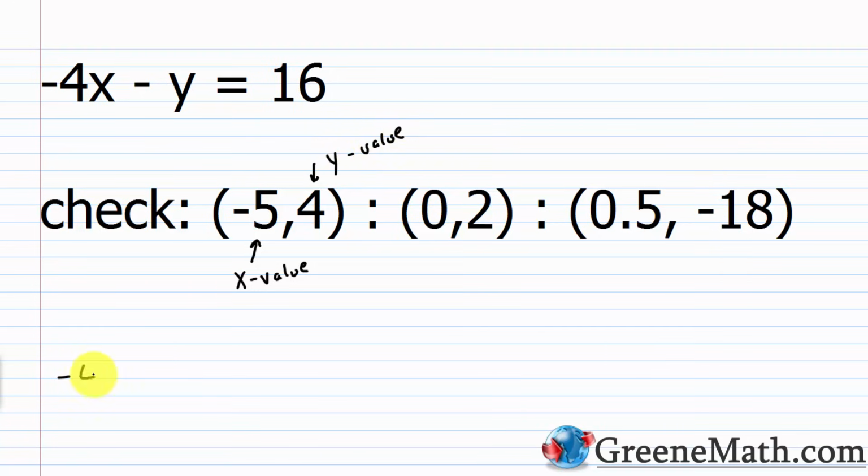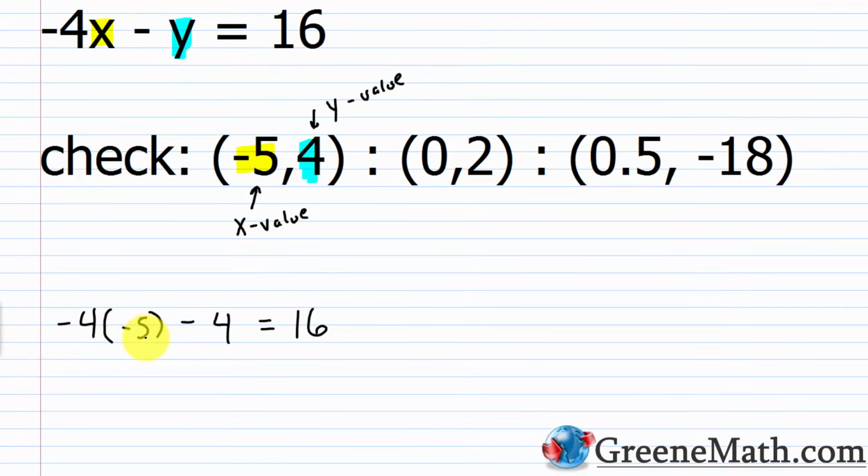So we have negative 4x. So instead of x, I'm going to plug in a negative 5. Right? This is what I'm plugging in for x. So negative 4 times negative 5 minus, now I have a y. And I'm plugging in a 4 for y. Okay, because that's my y value. So minus 4, and this equals 16.